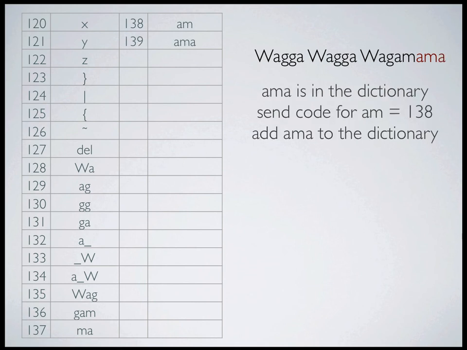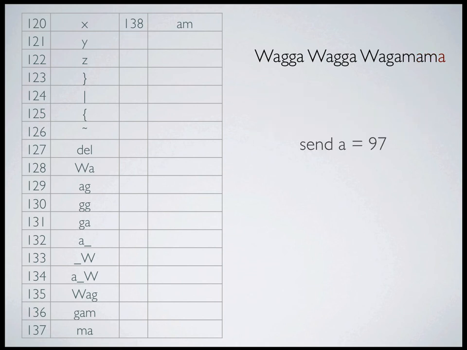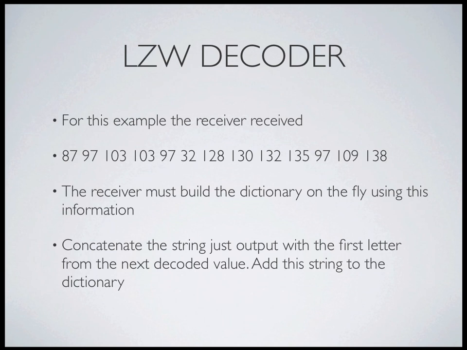AMA isn't in the dictionary, so we'll send the code for AM, which is 138, and add AMA to the dictionary. And then we send the last one. It's at the end, so we might need some kind of end of file, end of message marker as well. But anyway, we'll send the code for A, which is 97. And so then we're done. Anybody see any of that again?